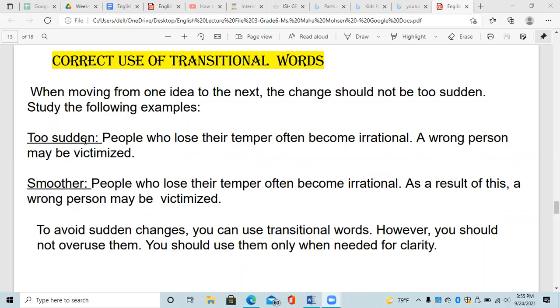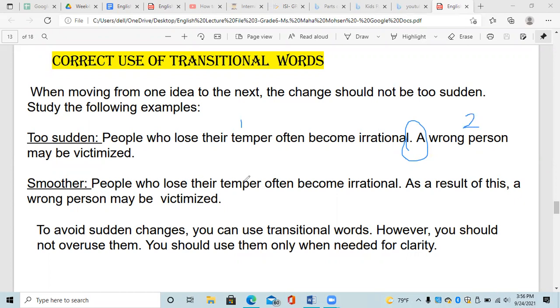If we're moving too suddenly: people who lose their temper often become irrational. Point. I'm starting a different sentence, a new idea. A wrong person may be victimized. So here in a paragraph, if we're writing these two sentences, they would look like they are not related at all. But in a paragraph, we said that all the ideas are related. So what I should do here is add a transitional word that connects these two sentences. This is number one and this is number two. Okay, let's look at this example.